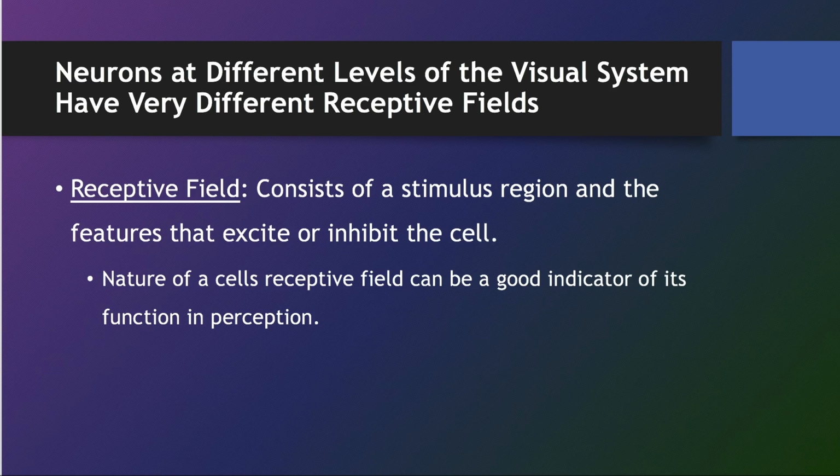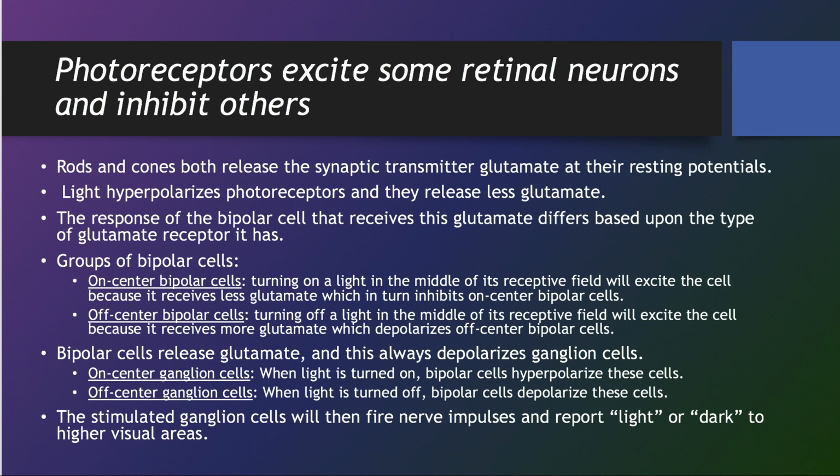Neurons at different levels of the visual system have very different receptive fields. The receptive field consists of a stimulus region and the features that excite or inhibit the cell. The nature of the cell's receptive fields can be a good indicator of its function and perception. Photoreceptors excite some retinal neurons and inhibit others.